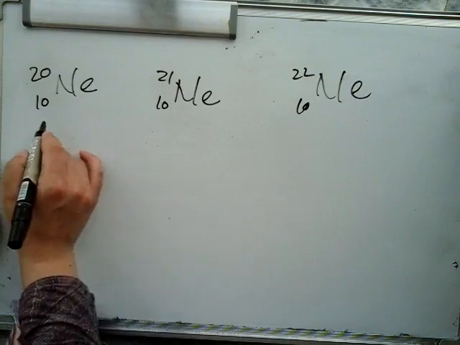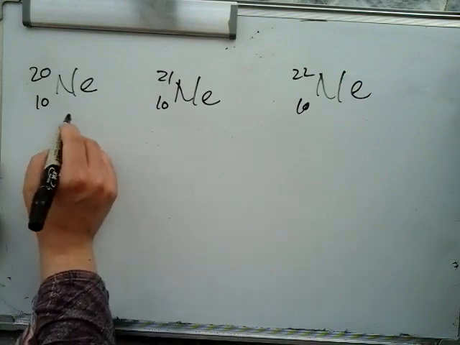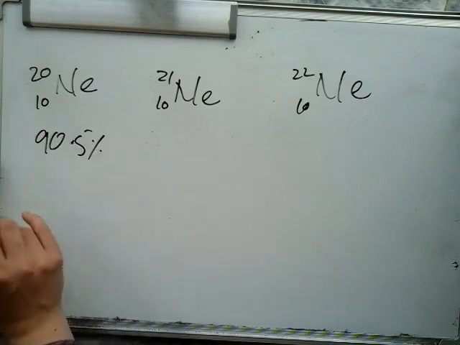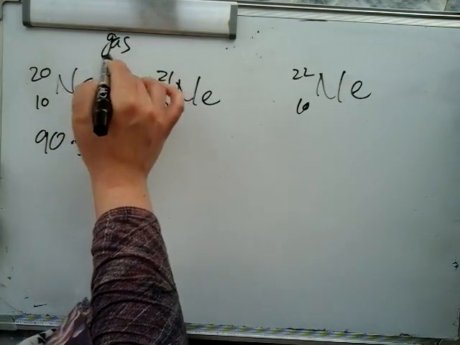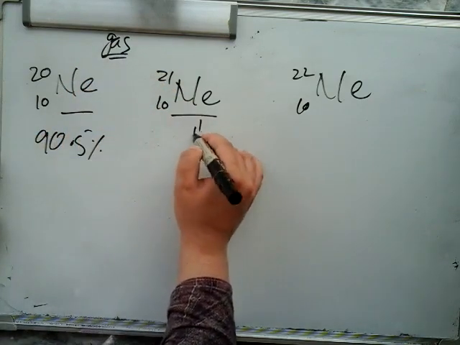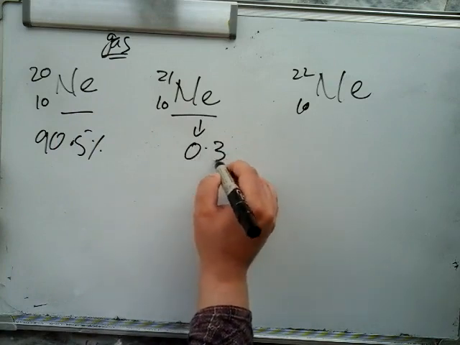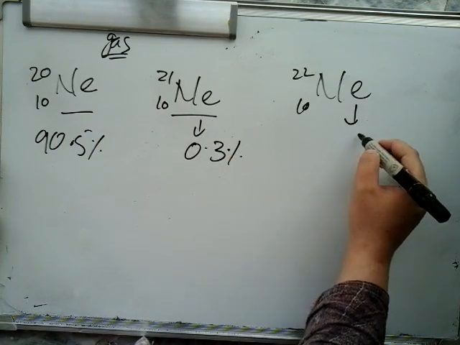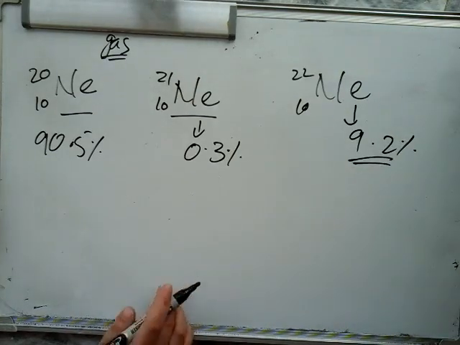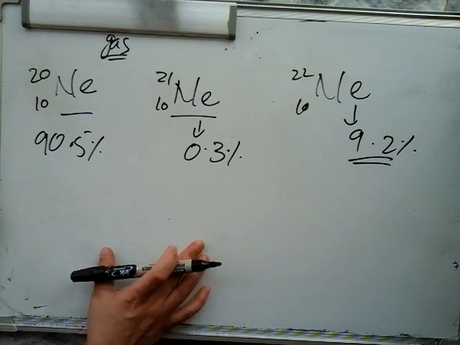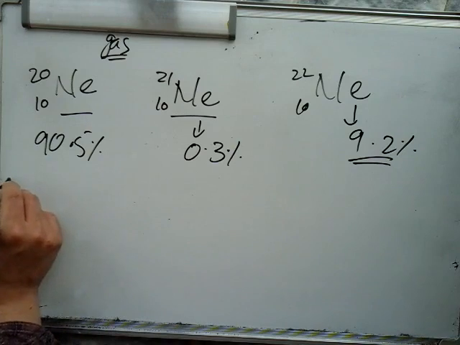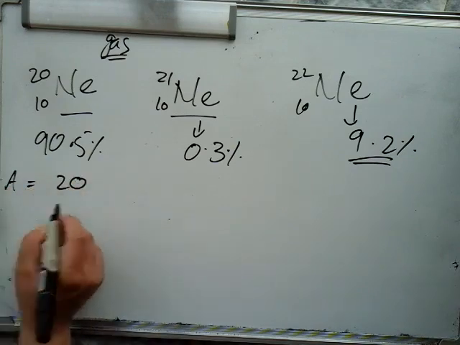Now this neon is a gas present in the atmosphere. This isotope is present up to 90.5%, this isotope is present up to 0.3%, a very small amount, and this isotope is present up to 9.2%. Is that clear? So this is the percentage composition, the presence of neon in the form of percentage on this earth. Here the mass number is 20.